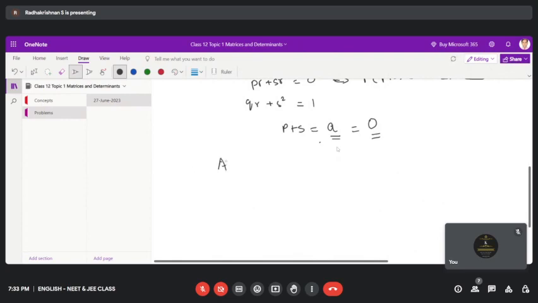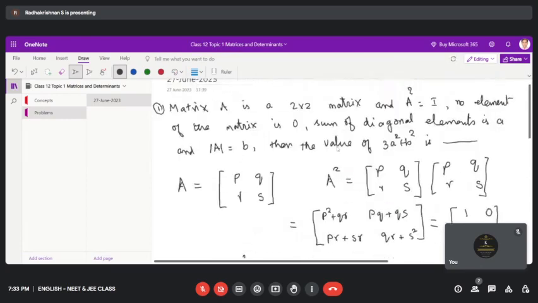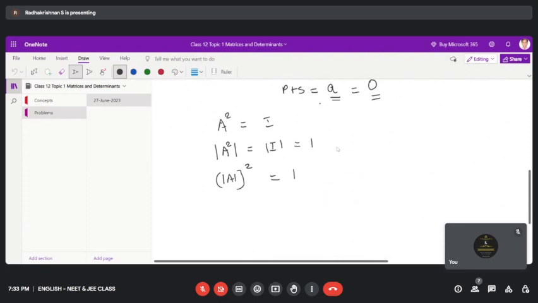Let's look at it. Then determinant of A square equal to, what is determinant of I? One, right? Now we just saw a rule: determinant of A square is determinant of A the whole square. And what is B? Determinant of A is your B. So from this, we can straight away deduce that B square equal to 1 and A equal to 0.